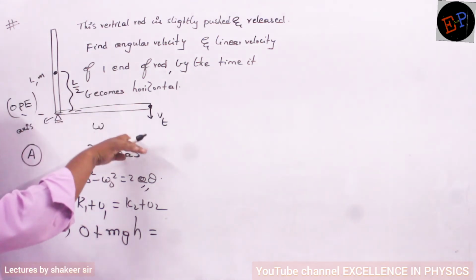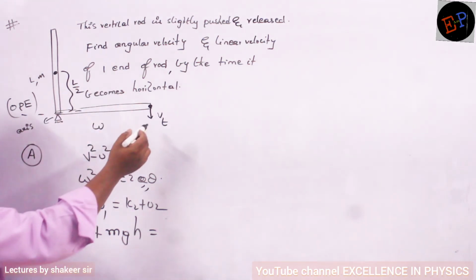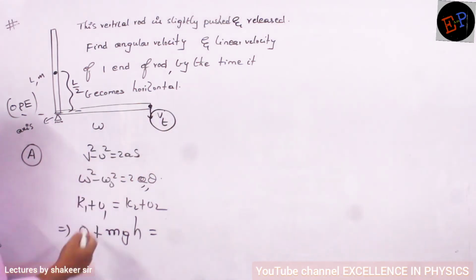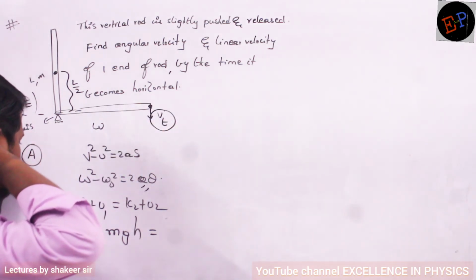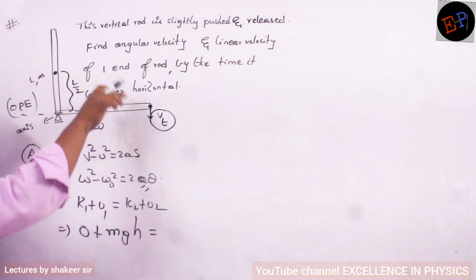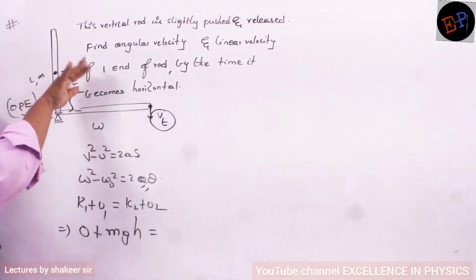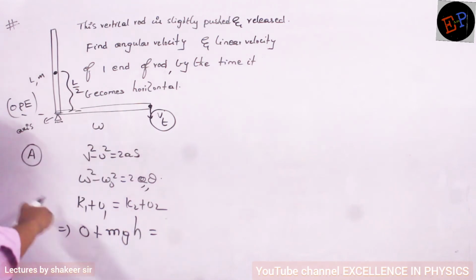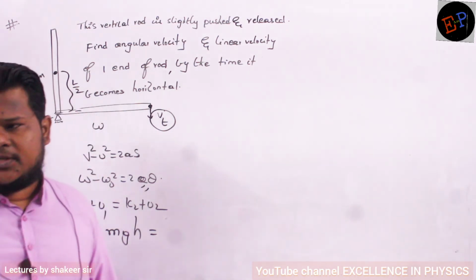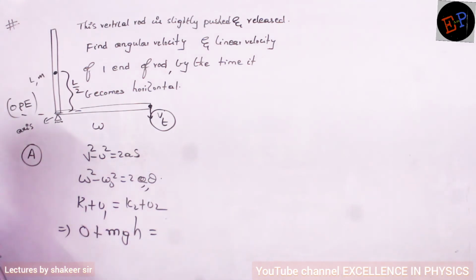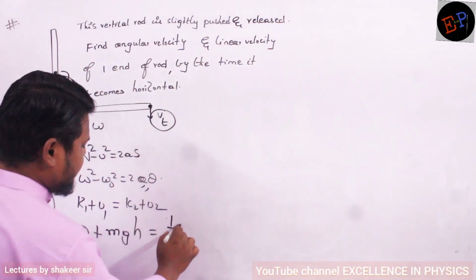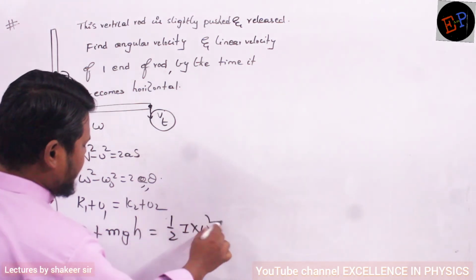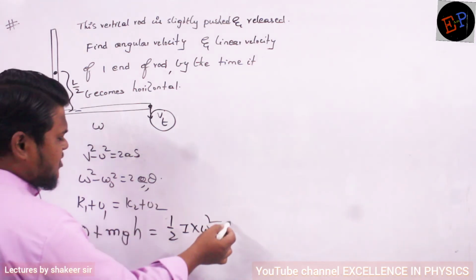So final kinetic energy. By the time the rod touches the ground, it will have a tangential speed of Vt. Are you able to understand? So therefore, kinetic energy means this rod is only rotating. Falling means this rod is rotating. Rotating means it will have which type of kinetic energy? Rotational kinetic energy. What is the formula for rotational kinetic energy? Half I omega square. Okay. And the final potential energy.